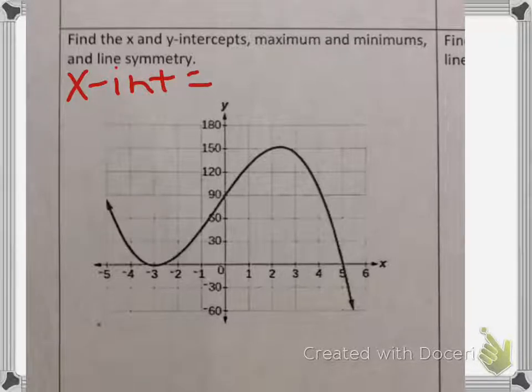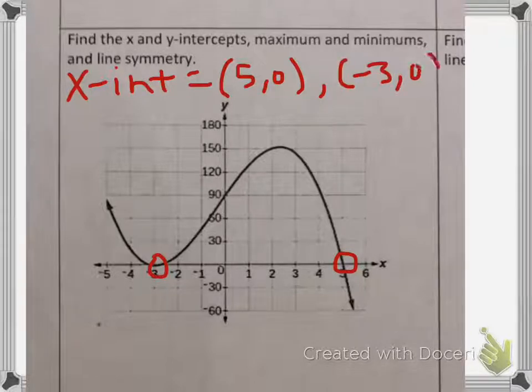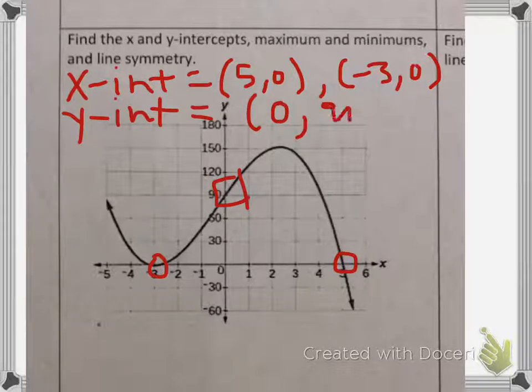The x-intercept is where my graph touches or crosses the x-axis. It does it here at 5, so I have an ordered pair of 5, 0. And it does it here at negative 3, so I have another ordered pair of negative 3, 0. My y-intercept is where my graph touches or crosses the y-axis, which is right here. So that is over 0 and up 90. And that is how I find my x and y intercepts.